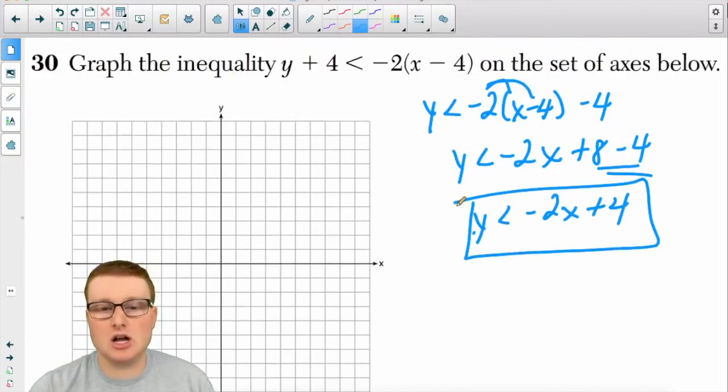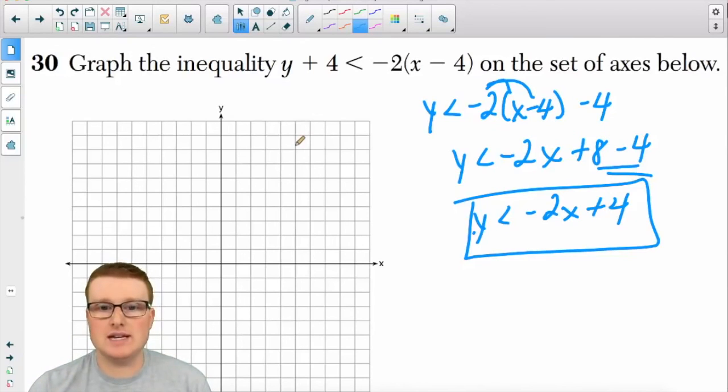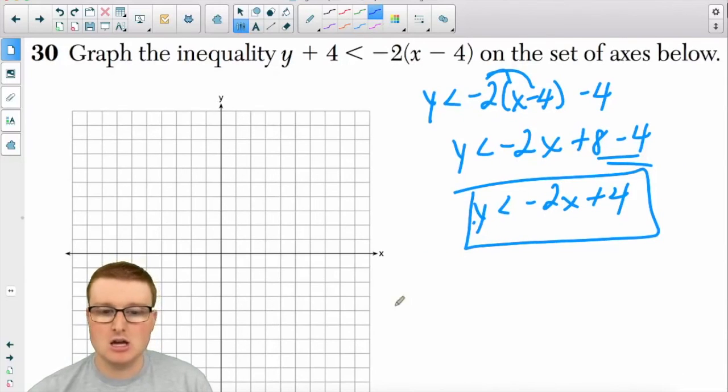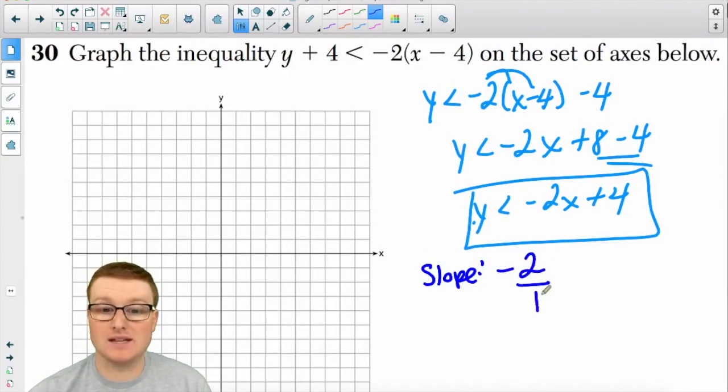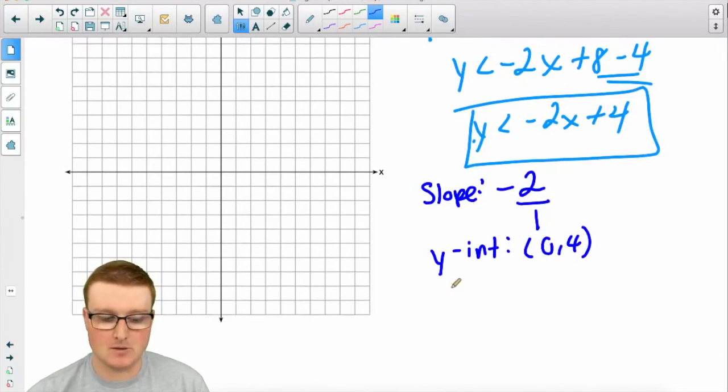Okay, so let's talk about this. It says graph it. Well, this is all the work you need, but I like to write everything down about this graph, okay? So the slope. Well, the slope is negative 2 over 1. That's the rise over the run. The y-intercept is 0, 4. You're just going up 4, okay?